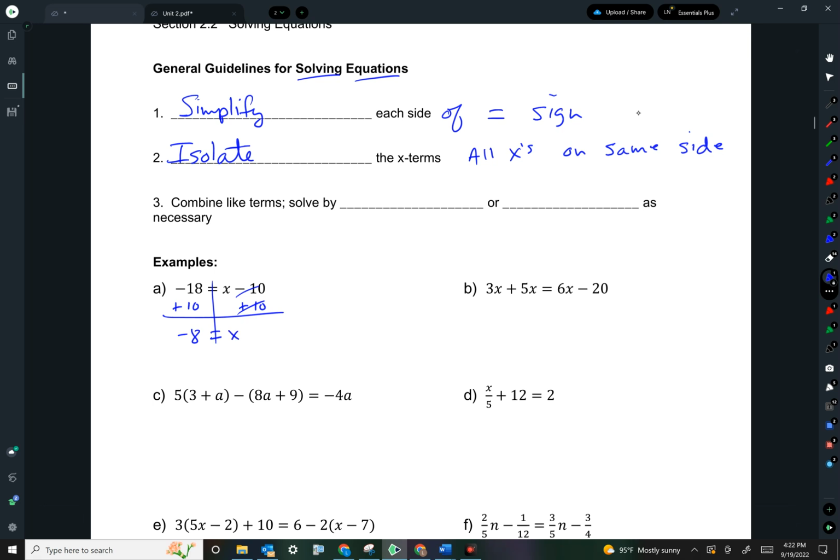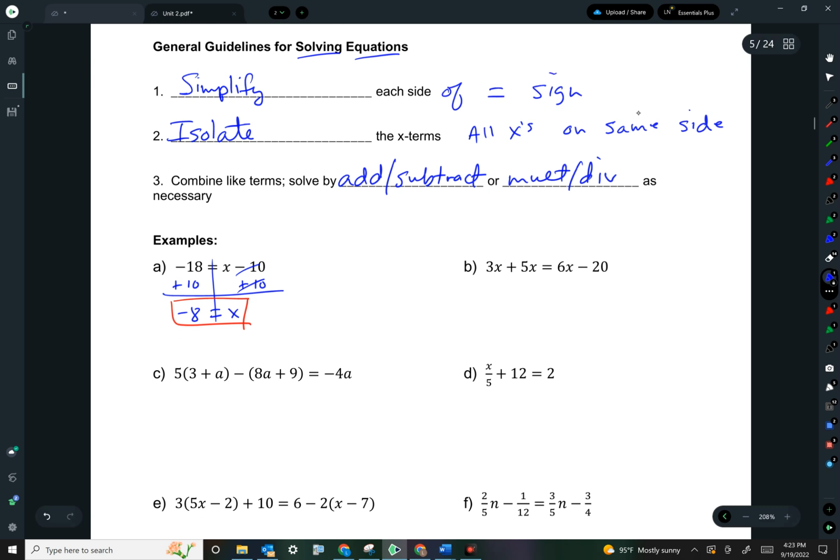And so step 3 would be, you combine any like terms, and like what we were saying, you solve by either adding and subtracting or by multiplying and dividing. So in this case, on letter A, once I got the x by itself, I was done, right? There was nothing else I had to do. X equals negative 8.